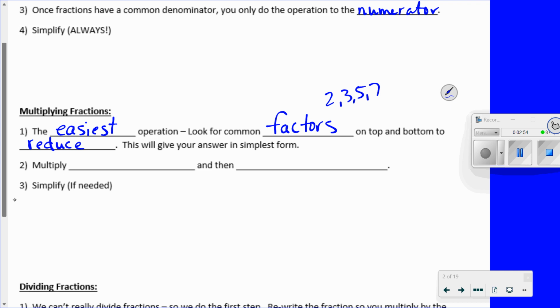If you choose to ignore this step, you prefer to do it Mr. Chan's way, that just means after you multiply the numerators, and then the denominators.